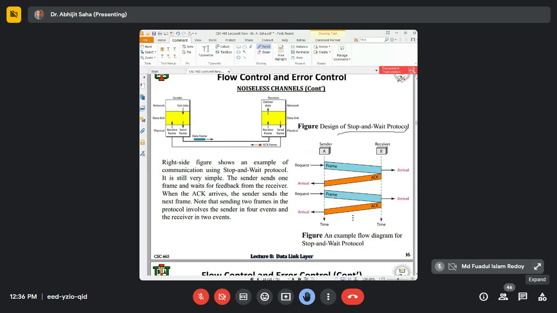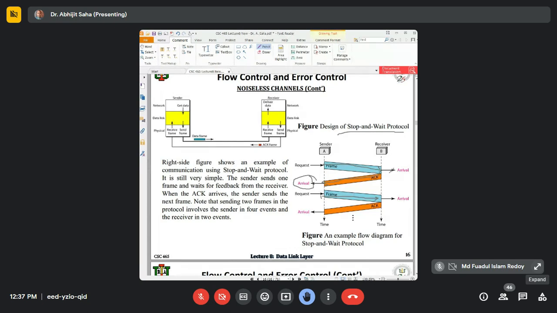So what is it going to do? The sender is going to send a frame, and it is going to stop. After sending the frame, it stops and waits for what? The acknowledgement of the frame it has sent. So the receiver, after receiving the frame, sends the acknowledgement. When the acknowledgement has arrived, the sender confirms that frame 1 has been received by the receiver. So it is going to send the next frame, and again it is going to stop after sending it and wait for what?